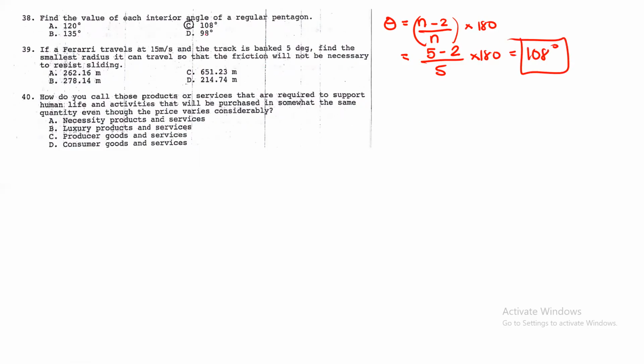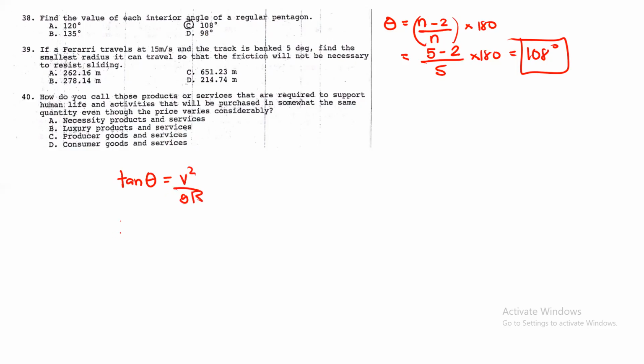So next, 39. If a Ferrari travels at 15 meters per second and the track is banked 5 degrees, find the smallest radius it can travel so that the friction will not be necessary to resist sliding. So sa 39, medyo madali lang din to. So tangent theta, so banking formula tayo, banking curves formula. So tangent theta is equals v squared over gr.